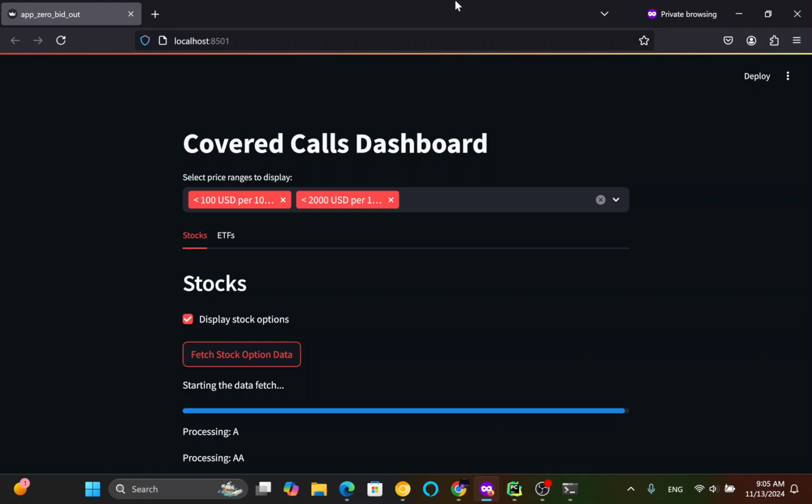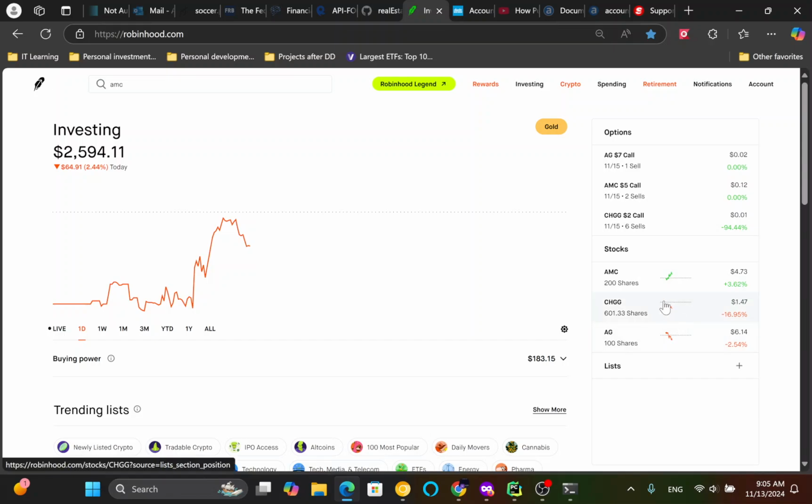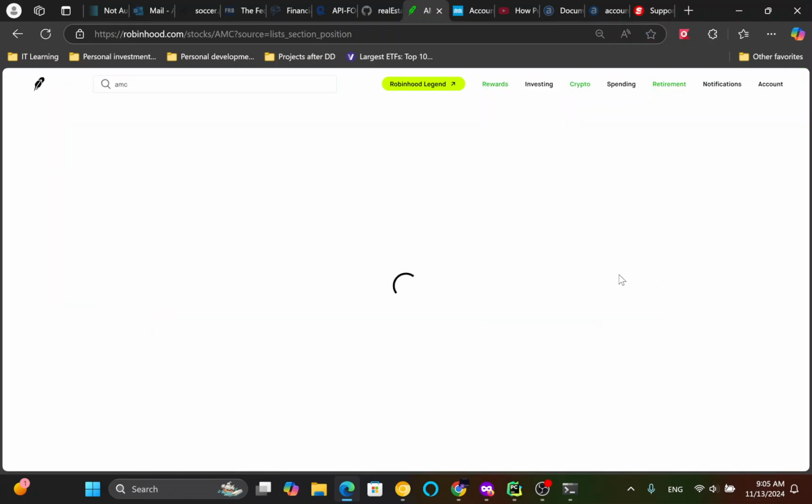They come with risks, making it required to understand the nature of options, and to understand the basics and strategies investors use before diving in. So what do option strategies look like? Let's show an example of AMC on Robinhood.